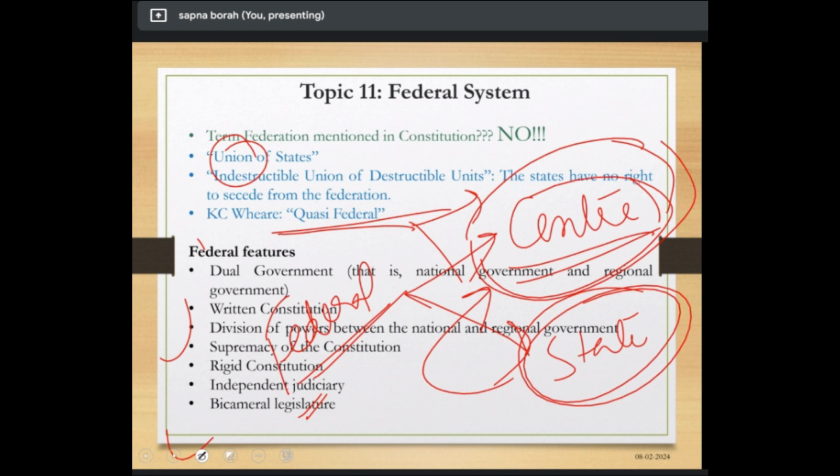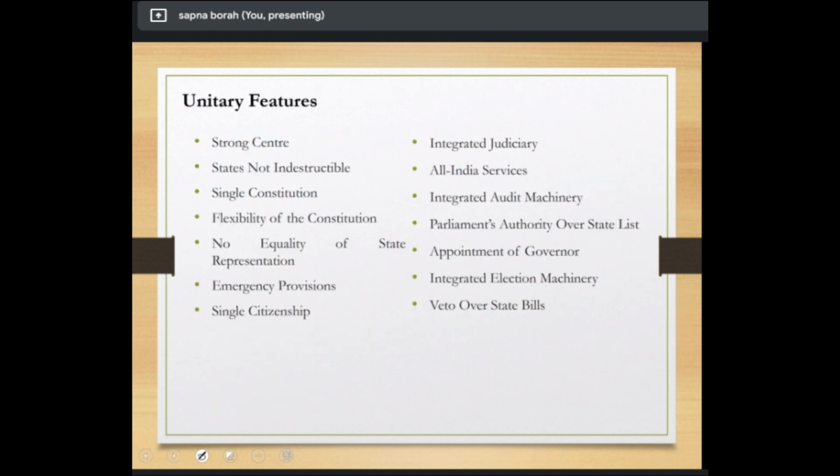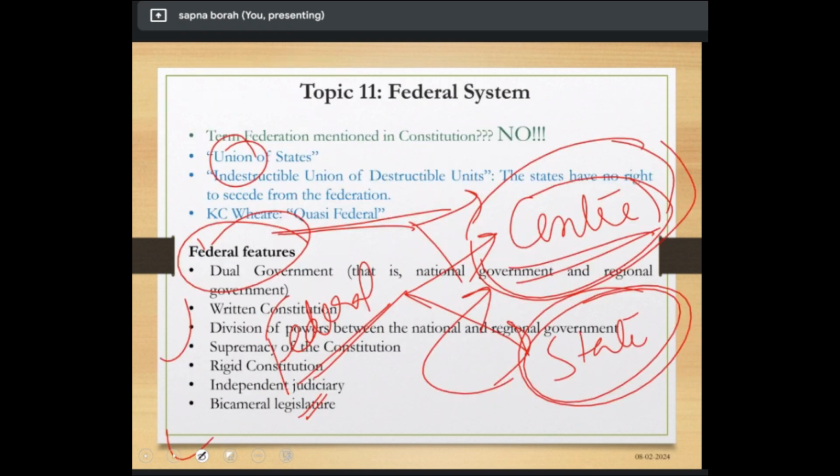So India, like I said, is quasi-federal, so definitely both federal and unitary features will be there. Okay, and all of this, like I said, has an underlying story and background, but since it is a rapid course, I'm not going in depth into that. I'm directly jumping to facts which are going to be framed as MCQs in the exam.